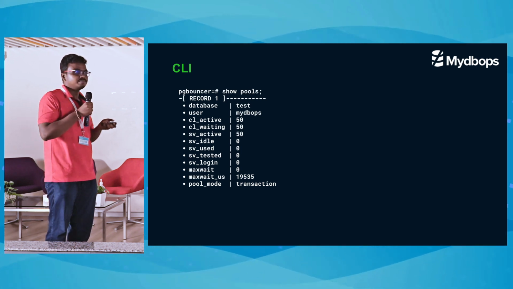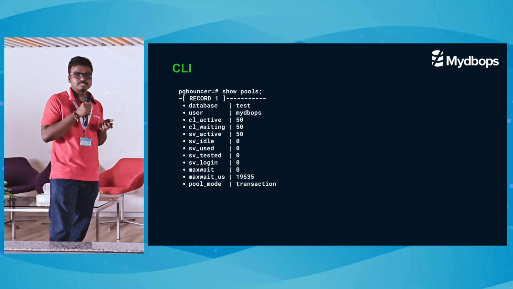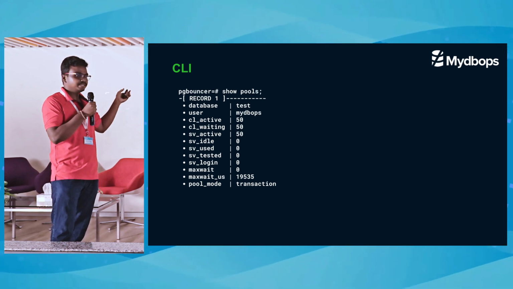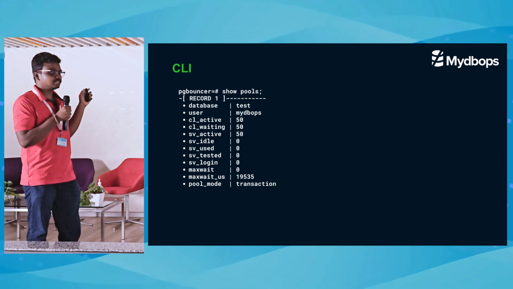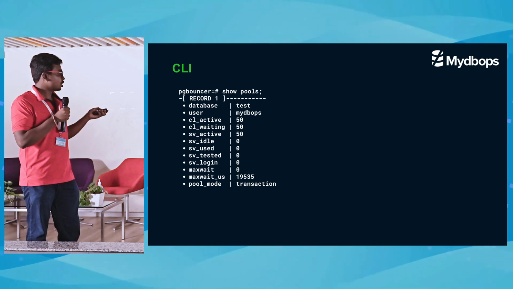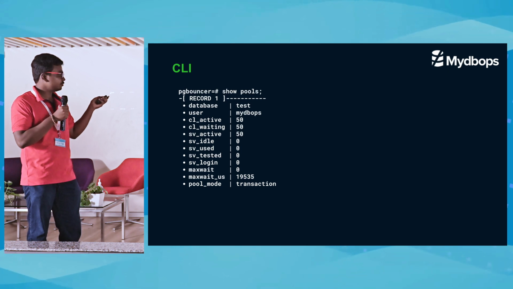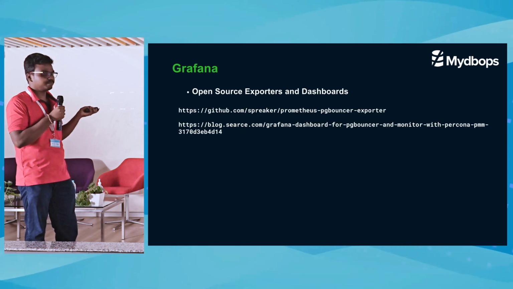The problem with the CLI method is that it gives almost all the stats, but you can only see the current time. Whatever query is executing right now, that is the only thing you will get. If you want to see the metrics for the last month or week, you need to rely on a Grafana-based tool.